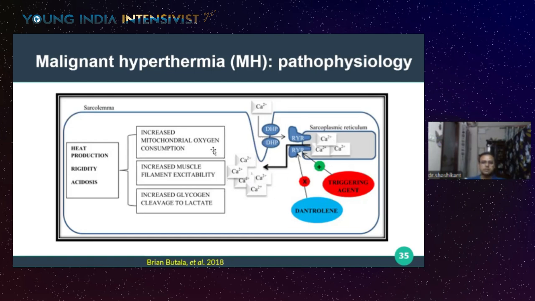This excessive calcium causes increased contraction of muscle filaments that indirectly leads to increased mitochondrial oxygen consumption, and after a certain point the muscle switches from aerobic metabolism to anaerobic metabolism. Then there is increased glycogen cleavage to lactate. This finally results in heat production, rigidity because of excessive muscle contraction, and because of anaerobic metabolism there is lactate production and acidosis. Later on we will talk about dantrolene, which is used for treating malignant hypothermia, that acts on these ryanodine receptors and blocks the release of calcium from the sarcoplasmic reticulum.